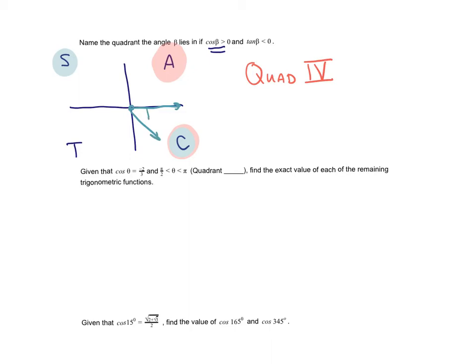Now it could go negative. It certainly could go positive. It doesn't really matter because remember, everything's really only based on that reference angle. But whatever it is, it's going to have a positive cosine value and a negative tangent value.